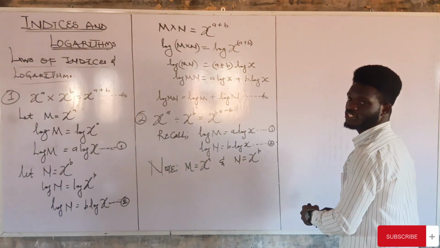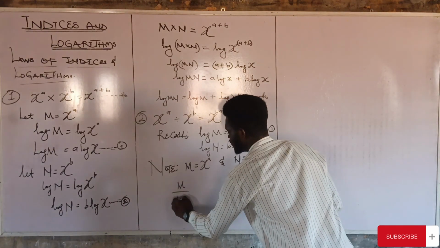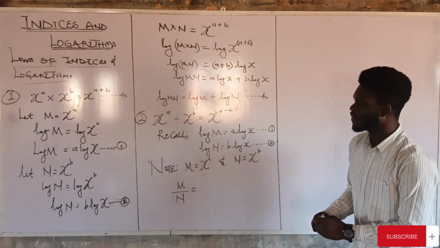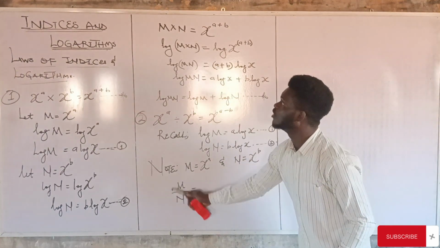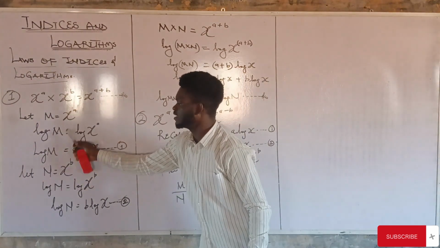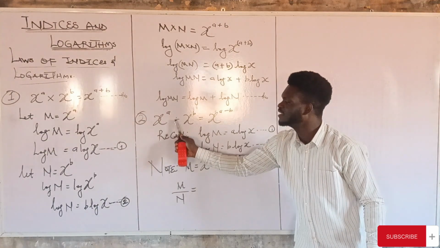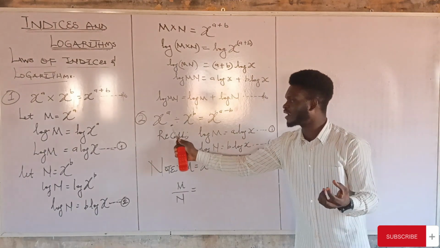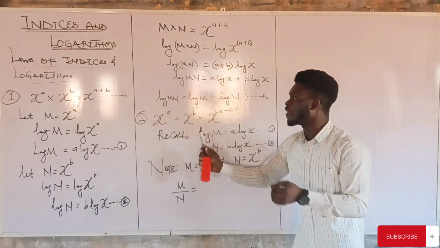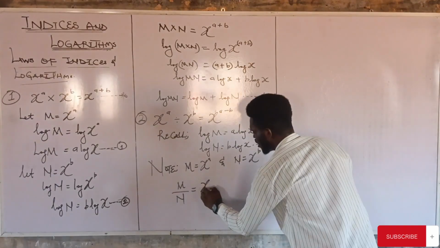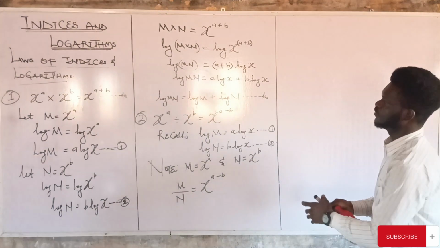Once you've gotten that, the next thing to do is log. So what will m divided by n give you? m is already x raised to the power of a, and n is already x raised to the power of b. So you can see from that angle that this is m divided by n. Why? Because m is equal to x^a and n is equal to x^b. So therefore, the solution is x raised to the power of a minus b.